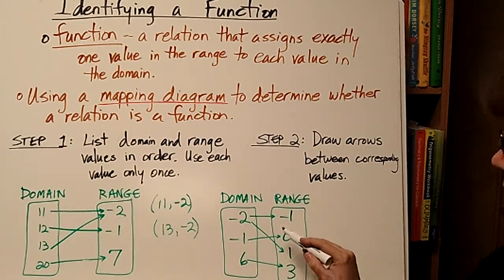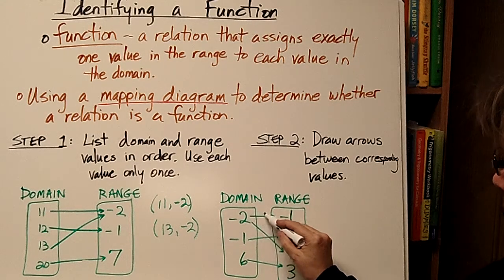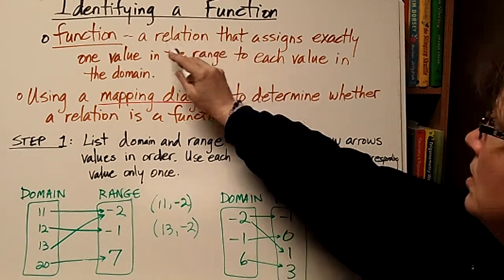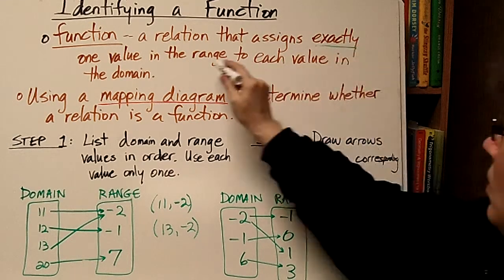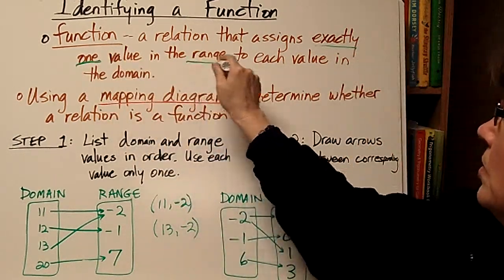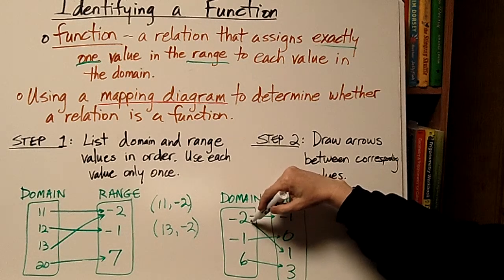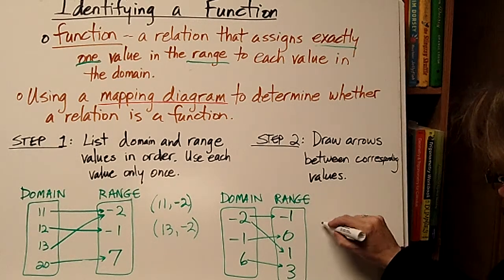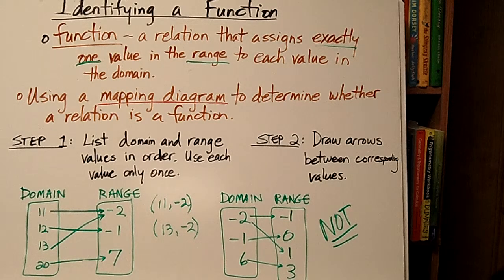But look on this example. As you can see here, a -2 matches with two different values in the range. And as you can see by the definition, it has to be exactly one value in the range. So if you have your mapping diagram and you have one of your domain values going to two different values in the range, this is not a function. The function has to have exactly 1 to 1.